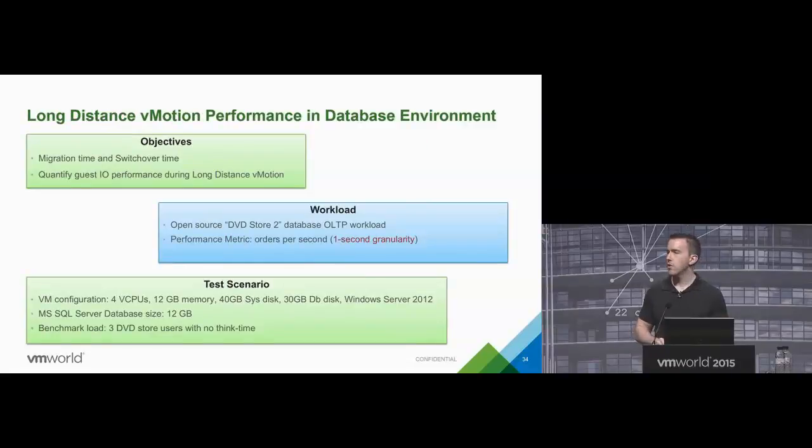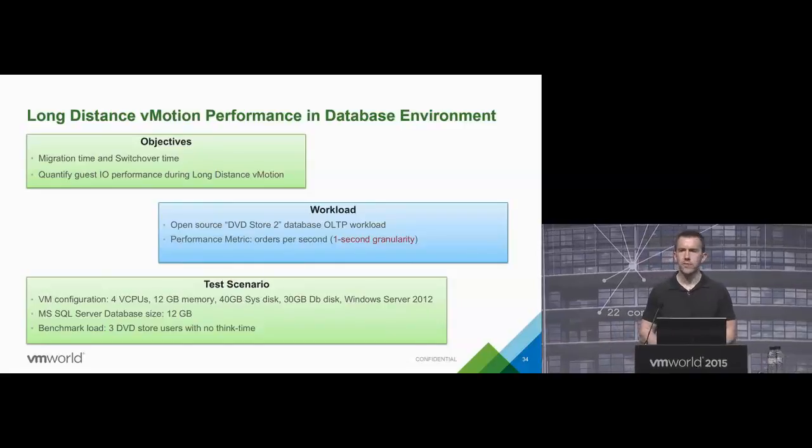So in this case, we're running a database workload. This is DVD Store. I believe this VM was 12 gigs of RAM with 4 vCPUs. We just want to measure migration time, switchover time, and guest workload impact.